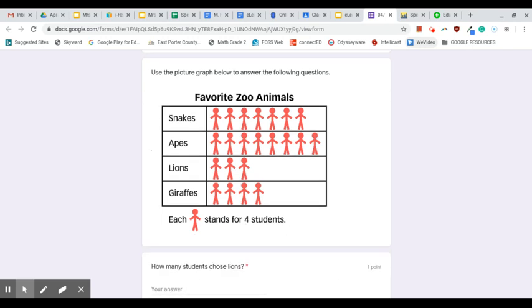So question 1, how many students chose lions? Well, I'm going to go up to lions and I see 3 people, but I need to remember that each person is 4. So go ahead and add up 4 plus 4 plus 4 for your first answer.